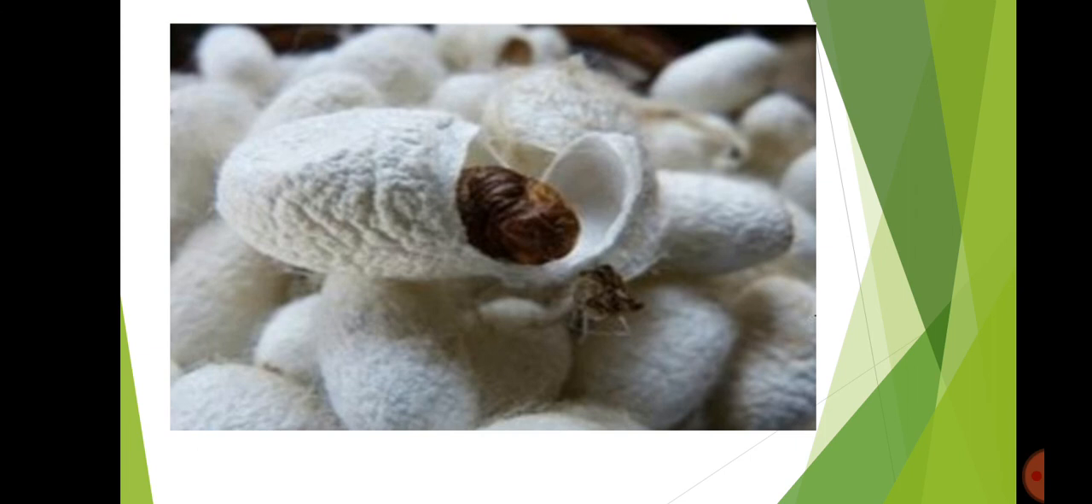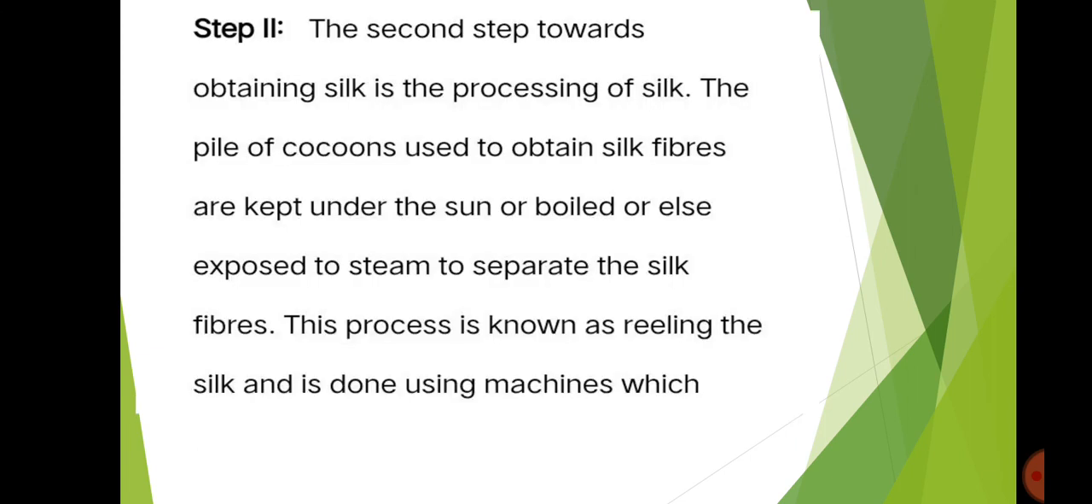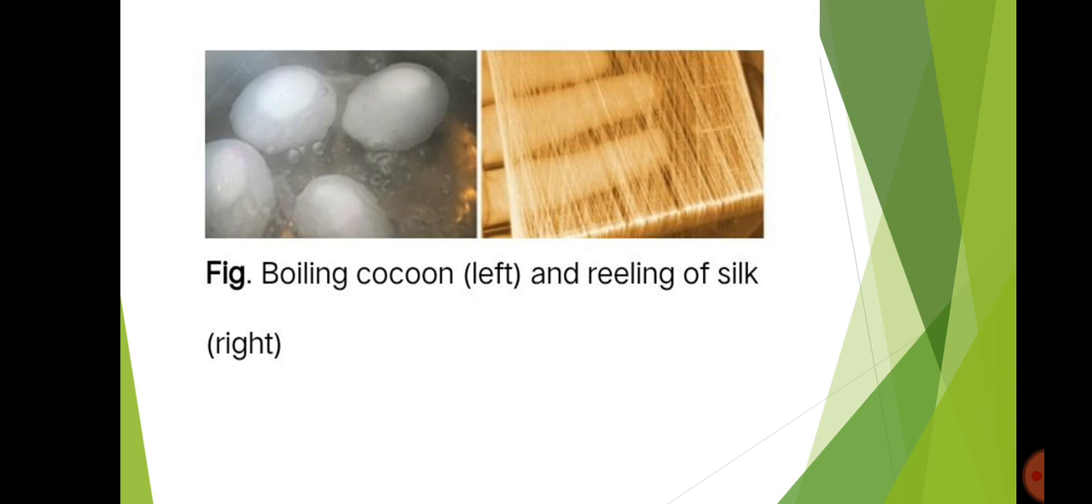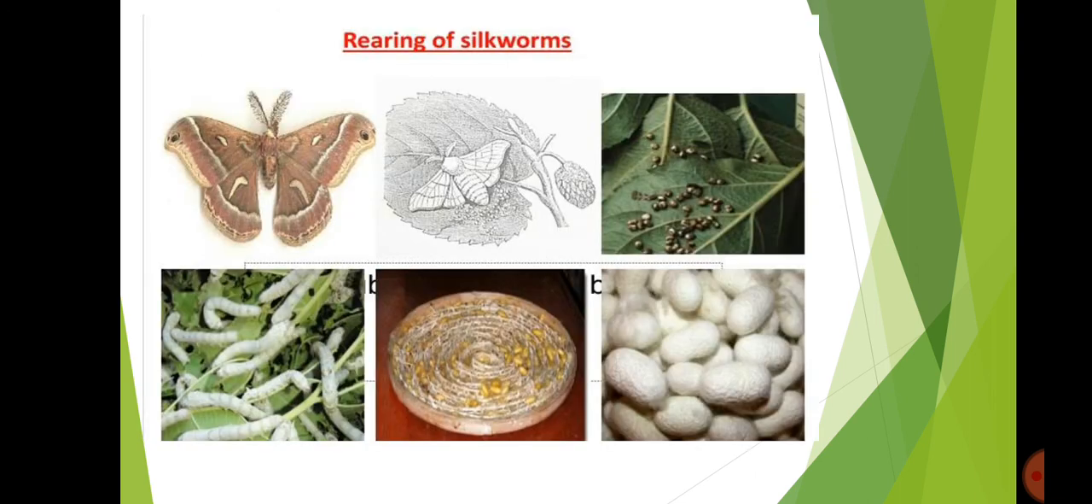This is the image of a cocoon. Step 2. The second step towards obtaining silk is the processing of silk. The heap of cocoons used to obtain silk fibers are kept under the sun, or boiled, or else exposed to steam to separate the silk fibers. This is the reeling of silk. On the left hand side, boiling cocoons are there. On the right hand side, reeling of silk is there. This is the rearing of silkworms.